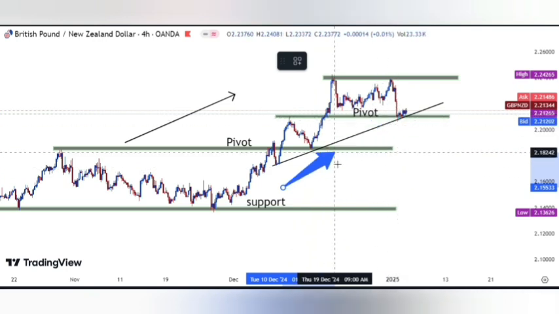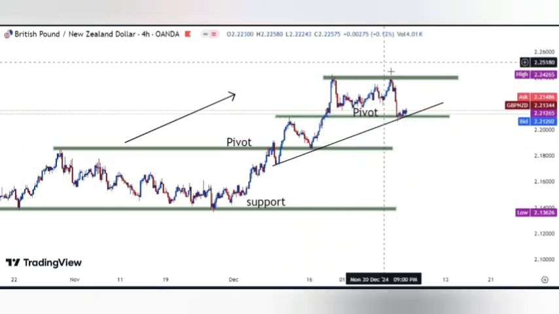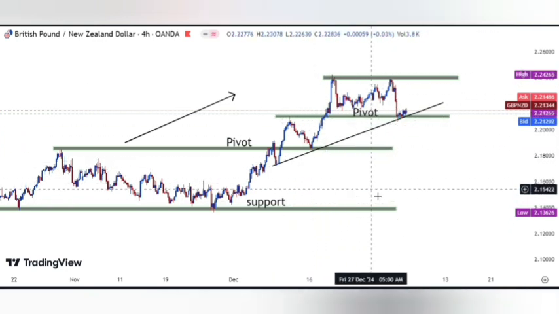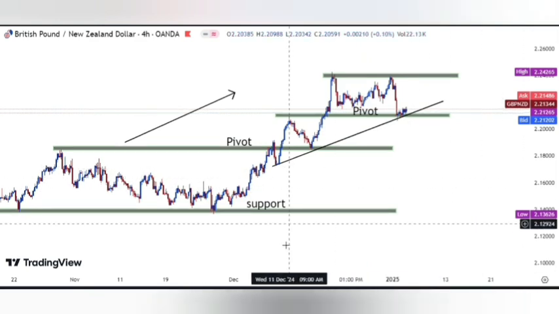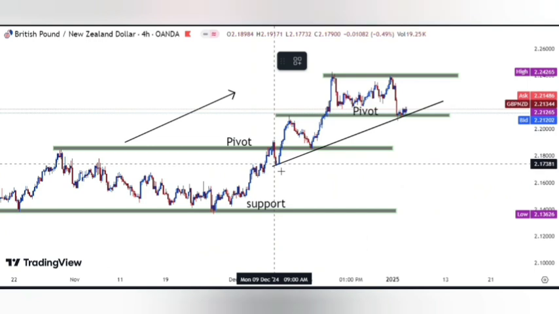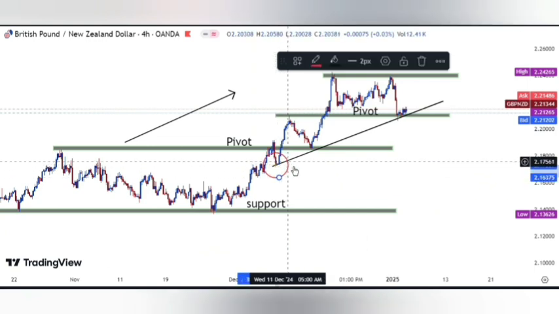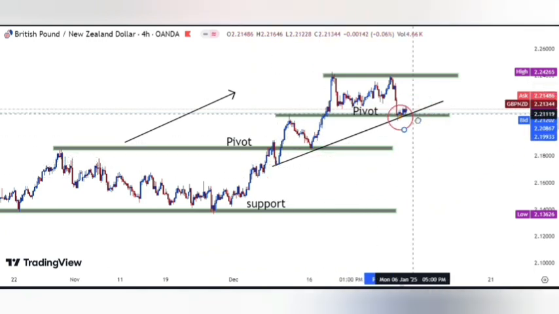Make sure, for a trend line to be strong, it has to touch at least 2 or 3 points where the price has bounced off. As you can see, it bounced off here, and it bounced off there, it bounced off there. So this is the current action we are looking at.